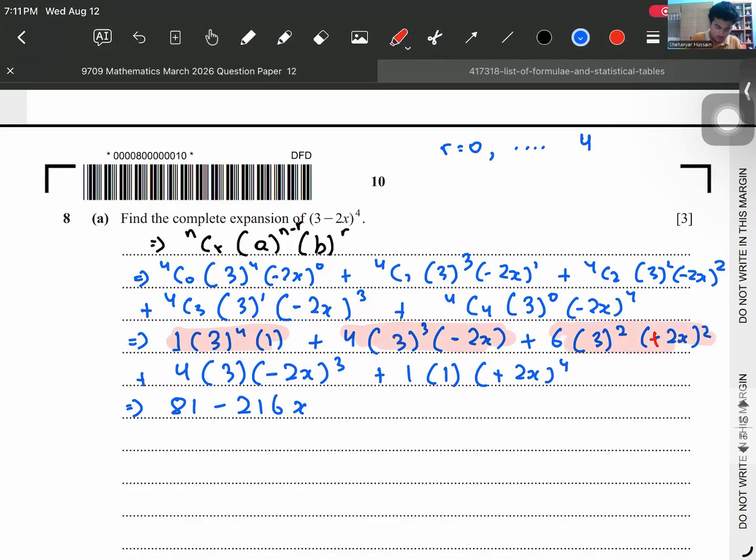Let's do this. So 6 into 3 squared is 9 into 4, 6 times 9 times 4 gives us 216 again, so positive 216x squared. Let's do this. So this is 4 into 3 into a negative 8, so negative 96x cubed. And this is just obviously going to be positive 16x to the power of 4.